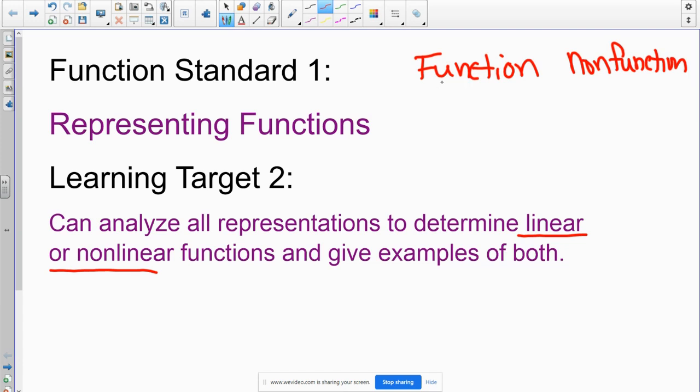Well, functions break down into different types. The type we're going to look at in particular in 8th grade math is called the linear function. Functions can be linear, and then when you get into algebra, you'll look at quadratics and cubic functions and exponential functions. But in 8th grade math, we really focus on the idea of a function and then the name of this function called a linear function. So that's what learning target 2 is all about: when we look at these graphs, tables, and equations, how do we know they're this special type of function known as the linear functions?